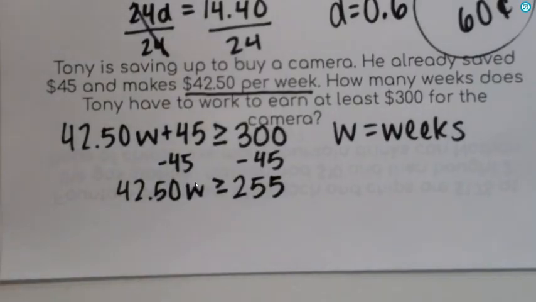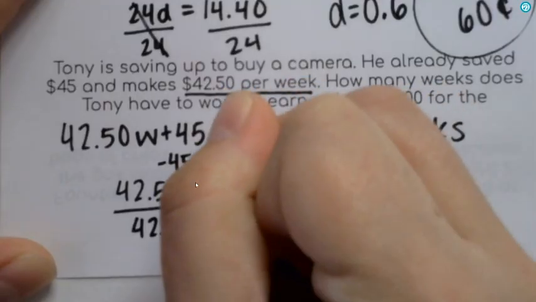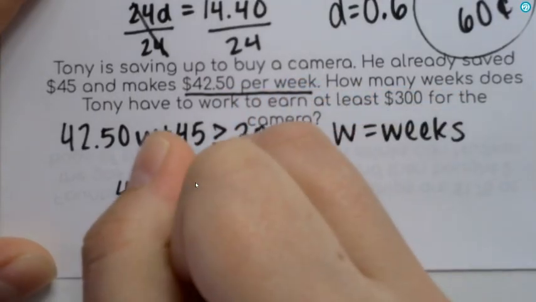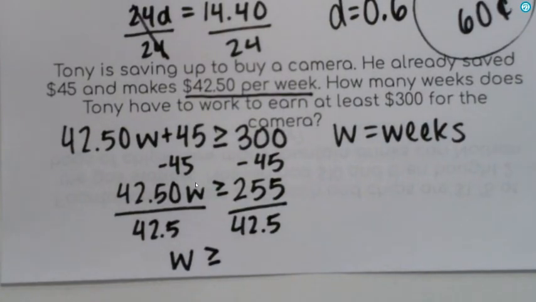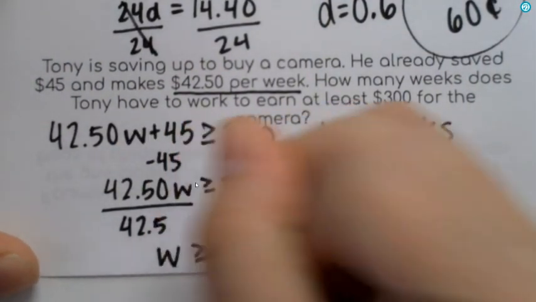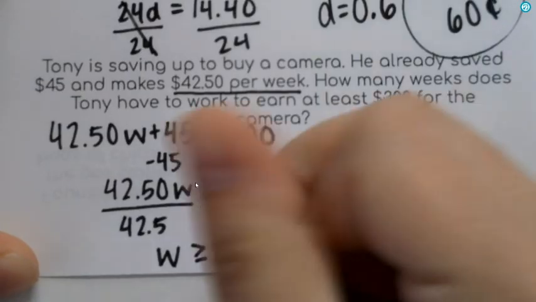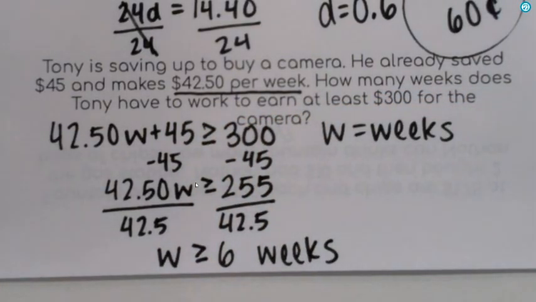And then we'll divide by 42.5. So W is greater than or equal to, what is 255 divided by 42.5? 6. So 255 divided by 42.5 is 6, so we are greater than or equal to, and we can add our label, 6 weeks. So he needs to work for at least 6 weeks.